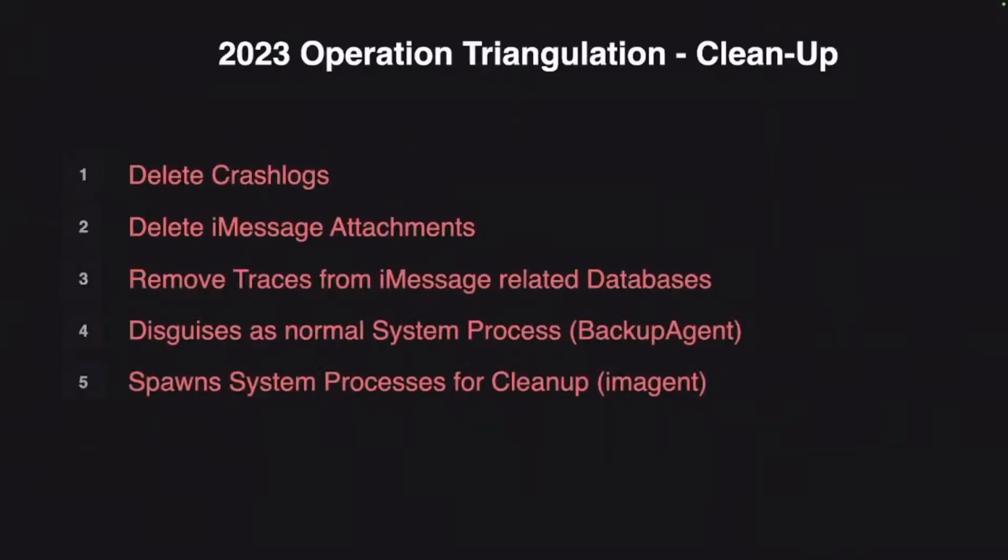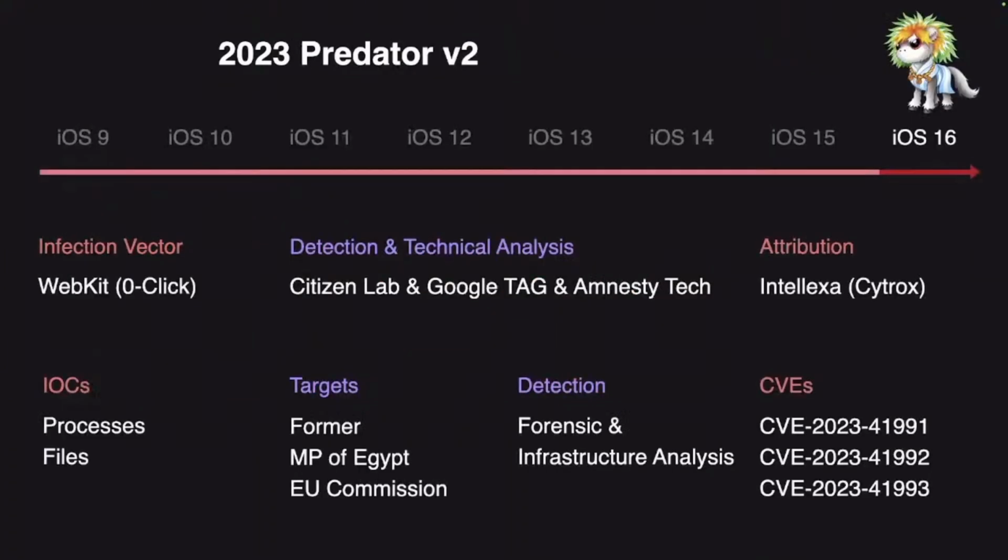Interesting here is also that the cleanup stage improved a lot. So we're seeing more crash logs which are deleted. We see more iMessage attachments deleted, more traces from databases. And at the end, they were also spawning as specific system processes. They only chose backup agent, which is pretty much a poor choice because this process has not been used for the last 13 years. Good.